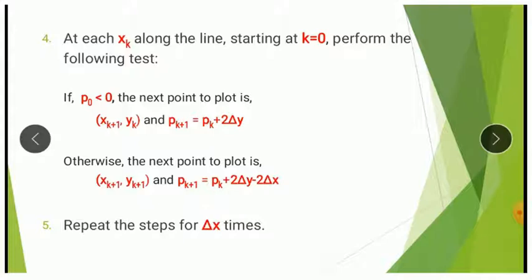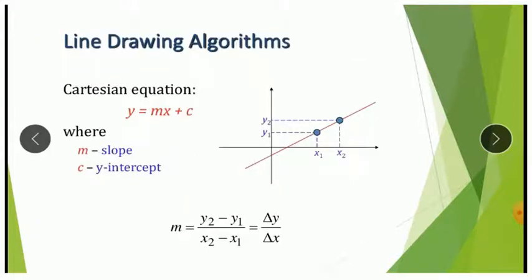So once we have these two tests performed, the next step is to repeat the steps for delta x times. So whatever the value of delta x would be, we are going to repeat it. So that is the algorithm for Bresenham's line drawing. So let us understand this with an example before we move on to the code.